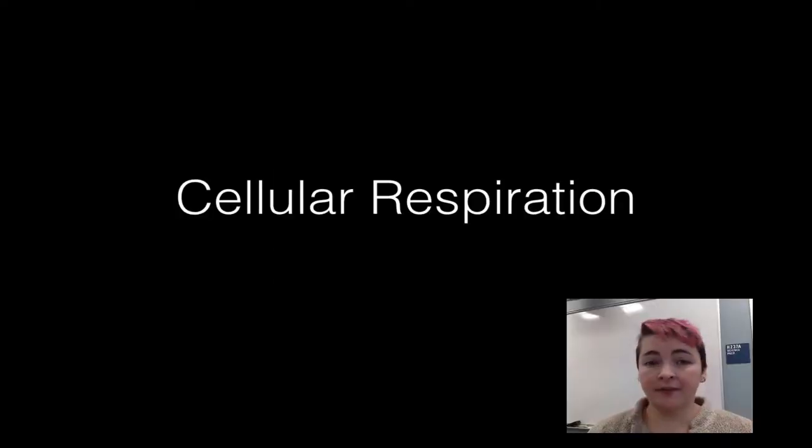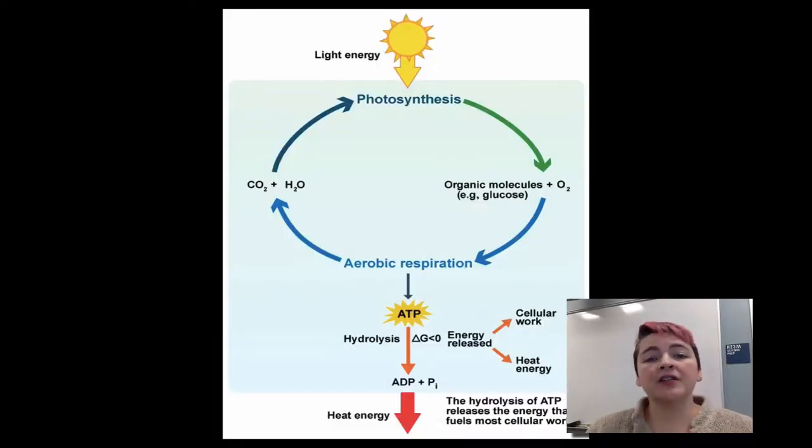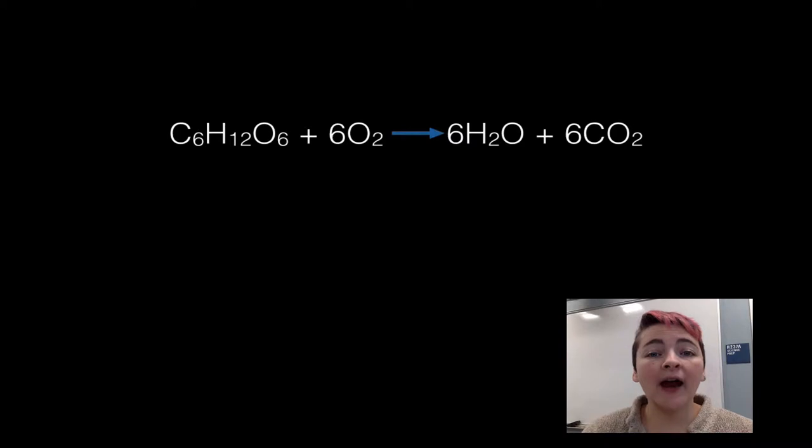Cellular respiration. Cellular respiration is the reciprocal reaction of photosynthesis. It takes place in all organisms. It takes glucose, or our energy molecule, and breaks it down into usable energy for the cell. This is the overall equation for aerobic respiration: sugar and oxygen form water and carbon dioxide, and in this process it releases energy, or ATP.